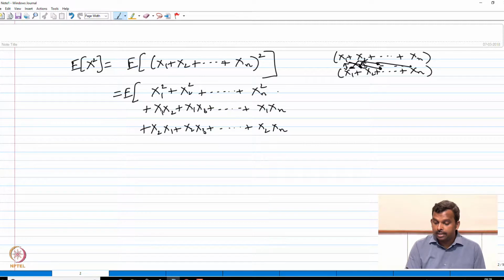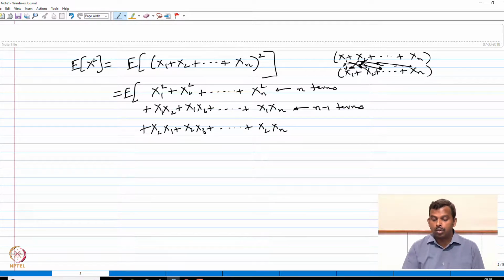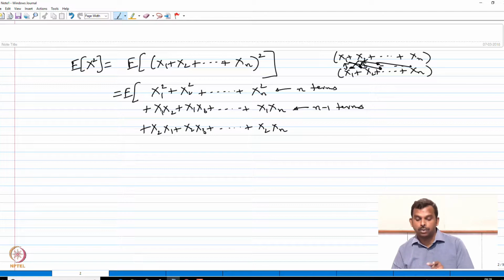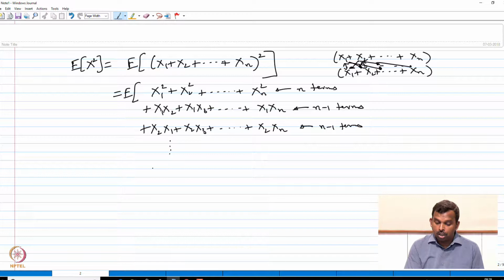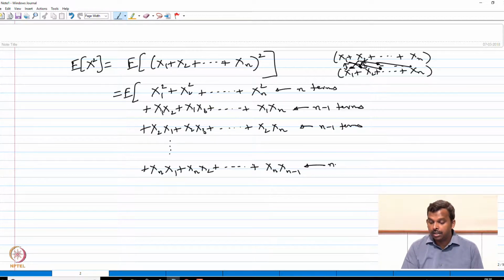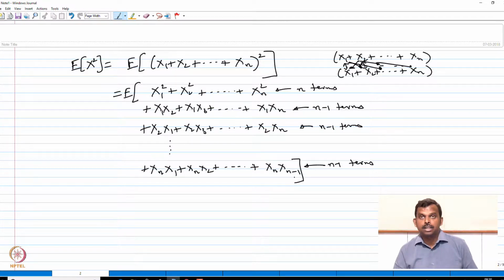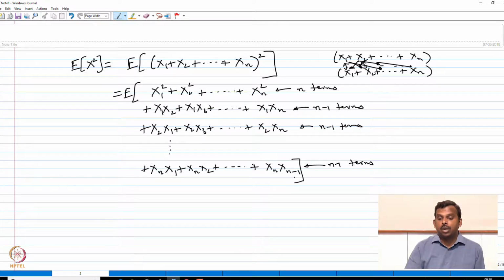So the point is there are n terms here. How many terms are here? n minus 1 terms. So x1 multiplies everything other than x1 itself. So likewise here there are n minus 1 terms. So this will go on and on till you have xn: xn x1, xn x2 plus dot dot dot xn x(n minus 1). So this is again n minus 1 terms. And then you can put a close bracket here to indicate that this is expectation. So when you multiply it out, you get something like this.